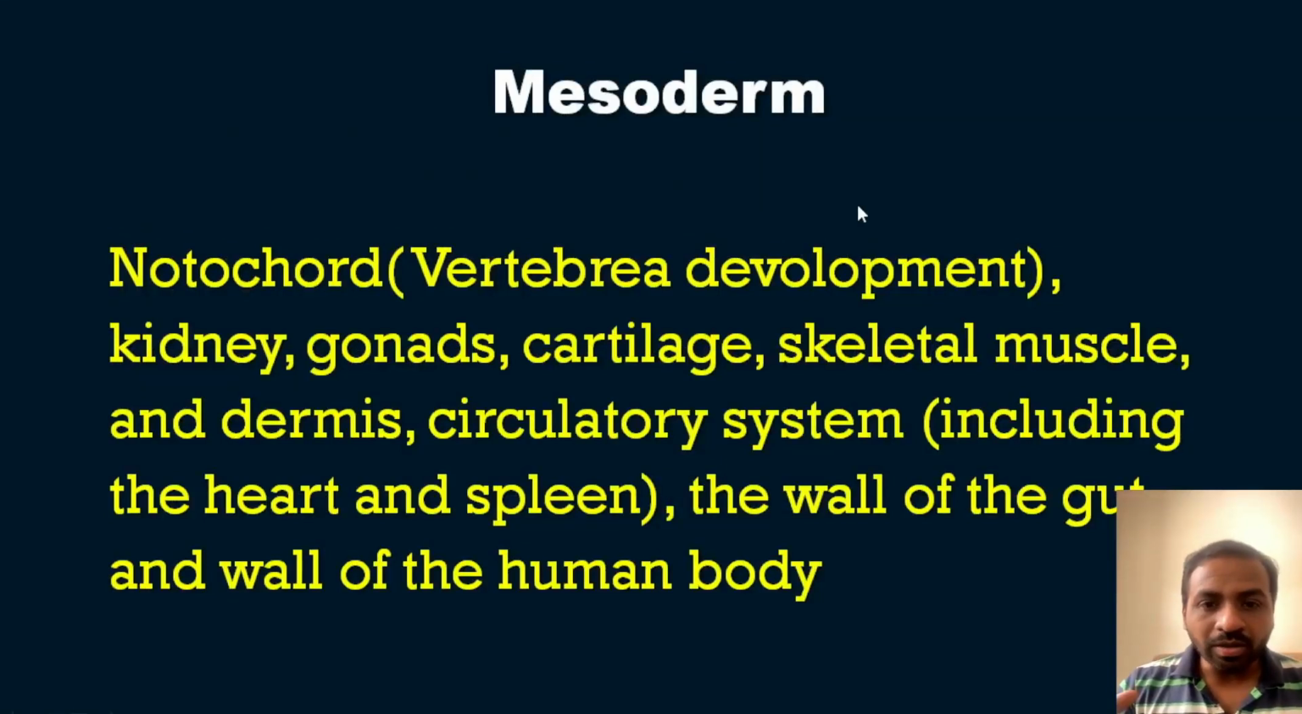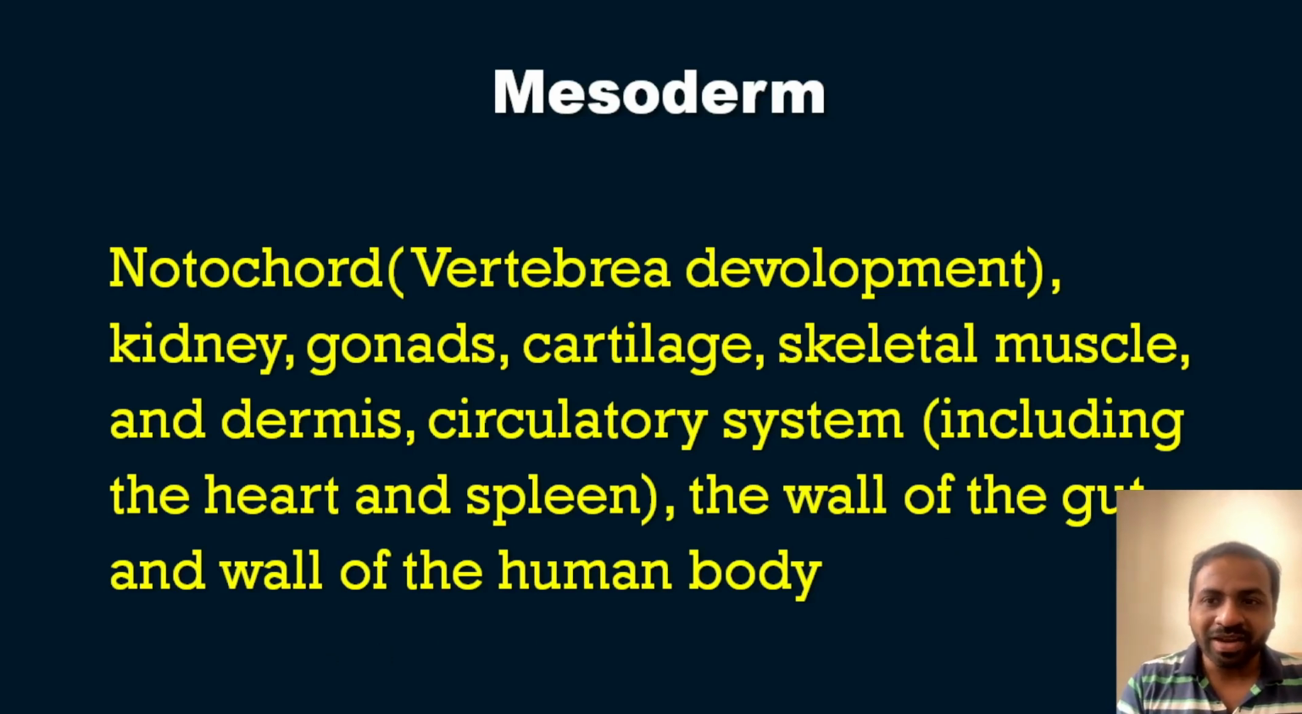What all things are developing from the mesodermal layer? The notochord, that means the vertebrae development, then the kidney, gonads, cartilage, skeletal muscles and dermis, the circulatory system, including the heart and the spleen, the wall of the gut and wall of the human body. Okay, so these things are developed from the embryonic layer, mesoderm.